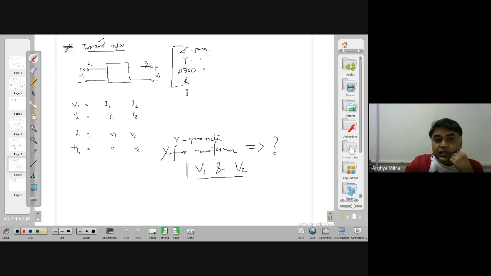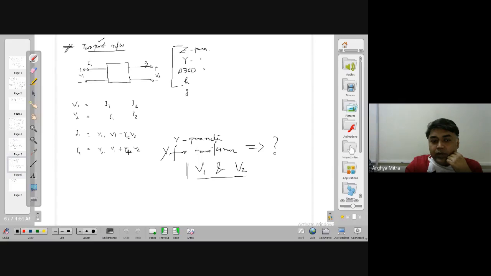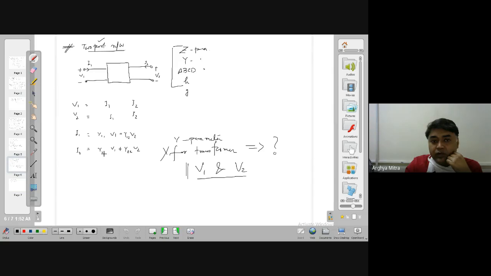You can find the Y parameter the usual way, starting from the basic equations: I1 equals Y11 V1 plus Y12 V2, and I2 equals Y21 V1 plus Y22 V2. Y11 is I1 by V1 with V2 equal to 0. Y21 is I2 by V1 with V2 equal to 0. Y12 is I1 by V2 with V1 equal to 0, and Y22 is I2 by V2 with V1 equal to 0. So you short circuit the input terminal to find Y12 and Y22, and short circuit the output terminal to get Y11 and Y21.